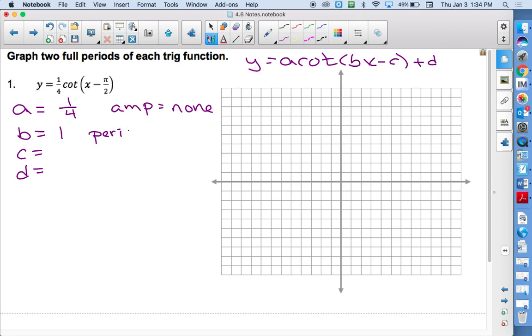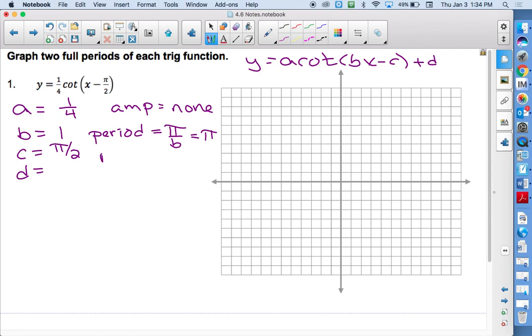Brandon, what is the period usually for cotangent and tangent? Pi. So you're still taking pi divided by b, but pi divided by 1 is just pi. So tangent and cotangent have half the distance. C, what's the C value up here, Michael? Negative pi over 2. Oh, so close. Or just pi over 2, because this graph is really shifting to the right.